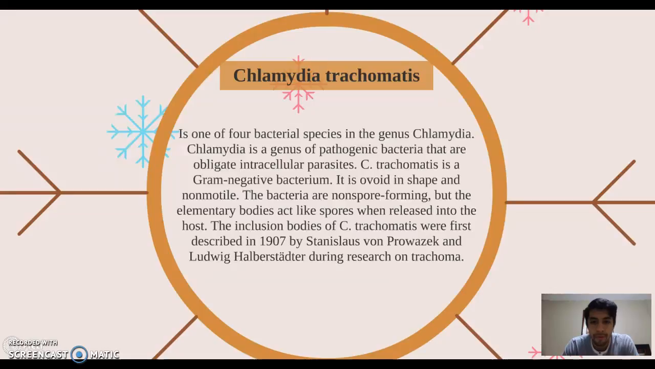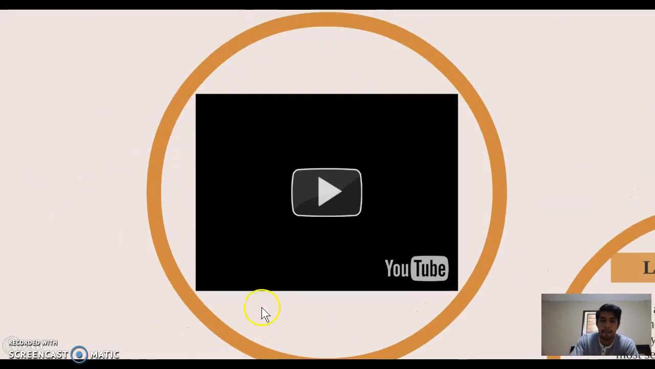The inclusion bodies of Chlamydia trachomatis were first described in 1907 by Stanislaus von Prowazek and Ludwig Halberstaedter during research on trachoma. Let's see a video.